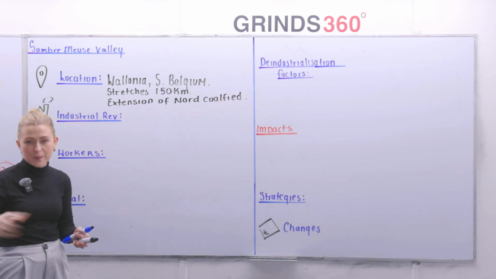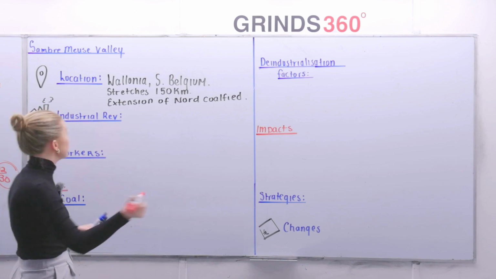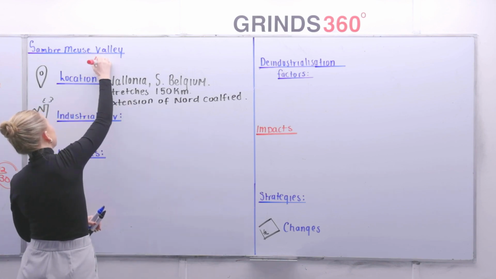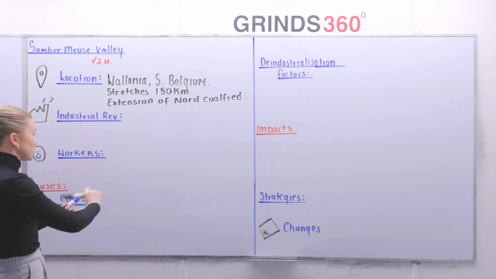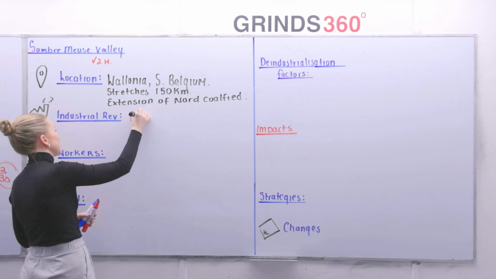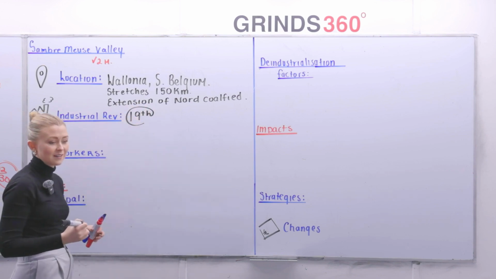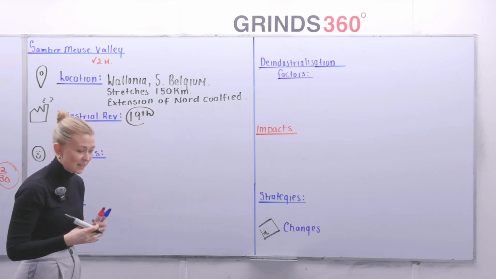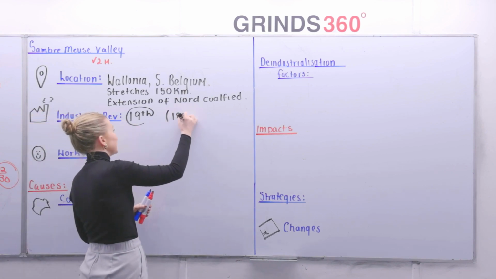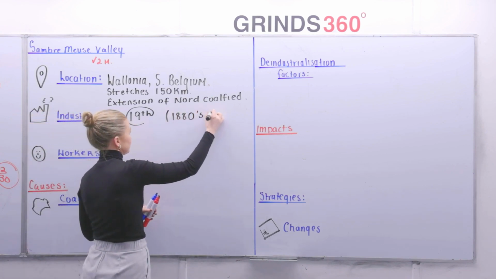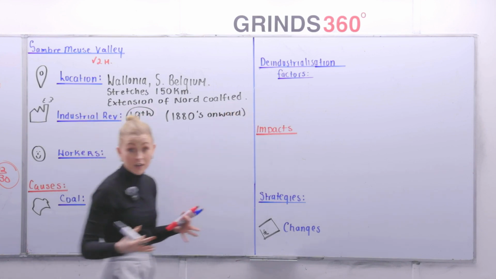A lovely little SRP got straight away just for my location. And remember that starting off, Sambre-Meuse Valley got a tick and 2 marks straight away. Industrial Revolution. Well, first of all, when was the Industrial Revolution? It was the 19th century. Again, you're writing in full. I might slightly abbreviate along the way. The 19th century or 1880s onwards. You can say either, you can say both. It's entirely up to yourself.